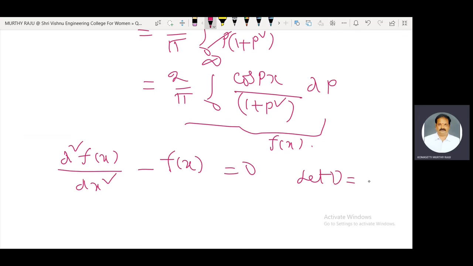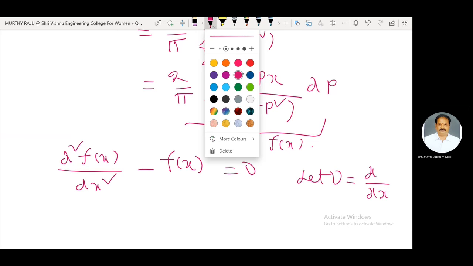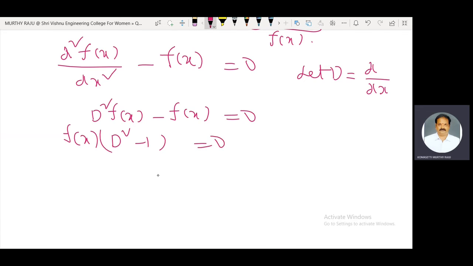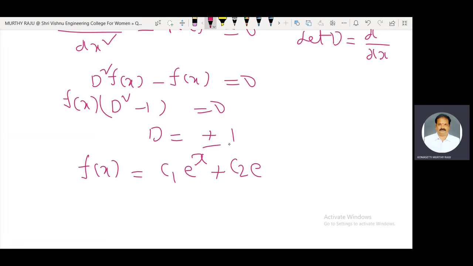Let D is equal to d by dx. D square f of x minus f of x is equal to 0. D square minus 1 into f of x is equal to 0. That is, D is equal to plus or minus 1. Therefore, the solution is f of x is equal to C1 e power x plus C2 into e power minus x.